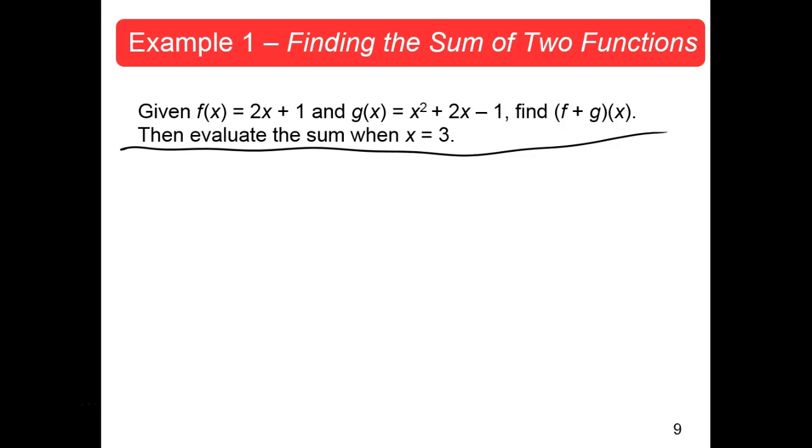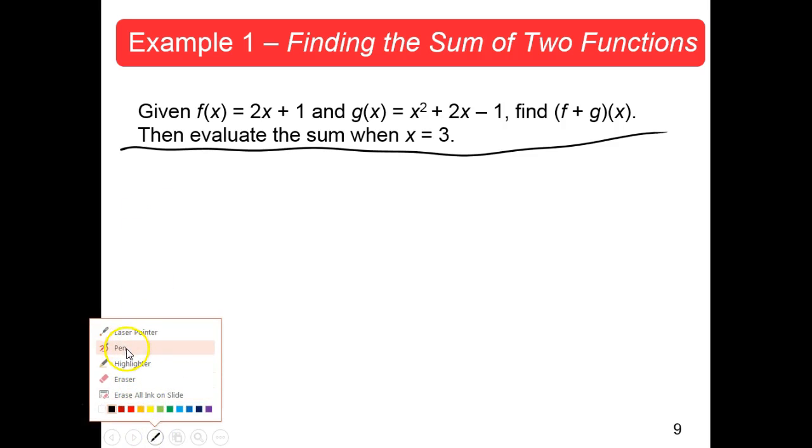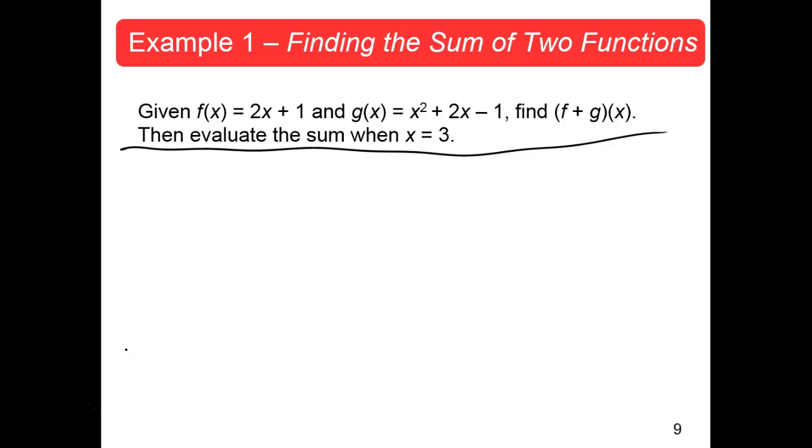So let's do this. Given f of x is 2x plus 1, g of x is x squared plus 2x minus 1. Save me some writing here, folks. It's the same problem, okay? Find, this time, f minus g of x. How do you reckon we're going to do that? Same way, but tell me how.